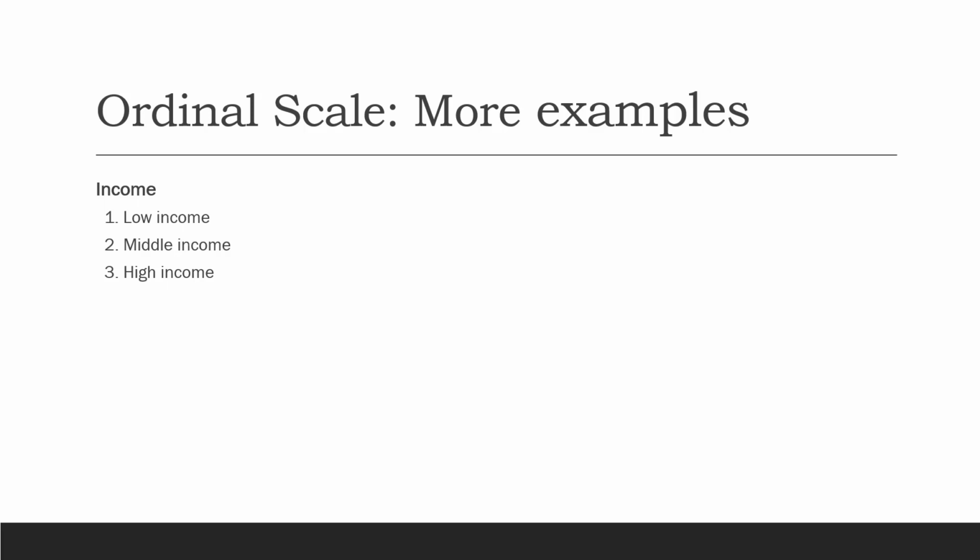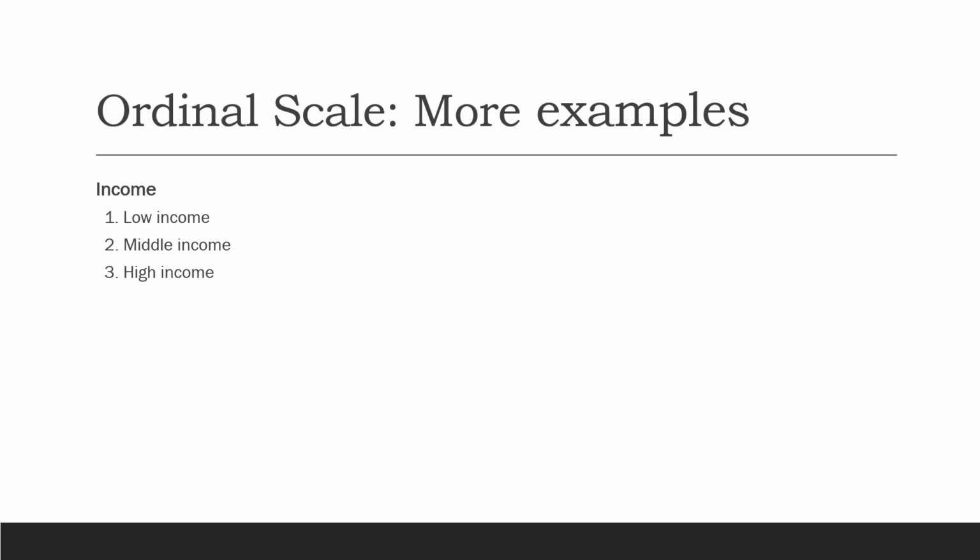Let me move to more examples of ordinal scale. In our research, we might touch on the socioeconomic profile of the participant, and income could be a good candidate for understanding it. And we provide 3 response categories like this: low income, middle income, and high income. So this is also a good example of an ordinal scale, because implied in this variable or question is the concept of order, right?